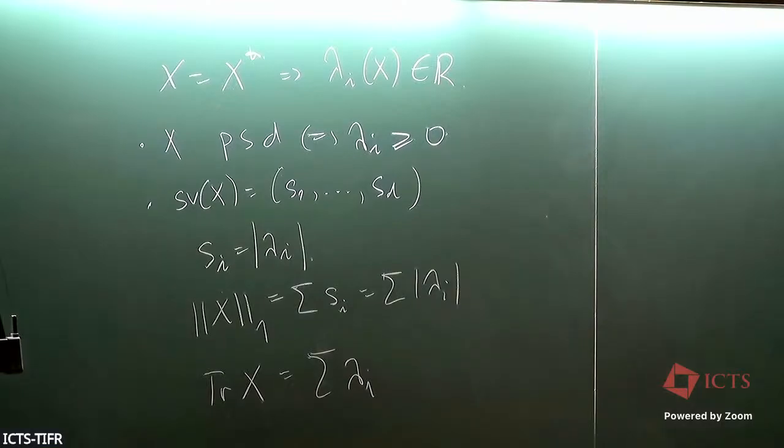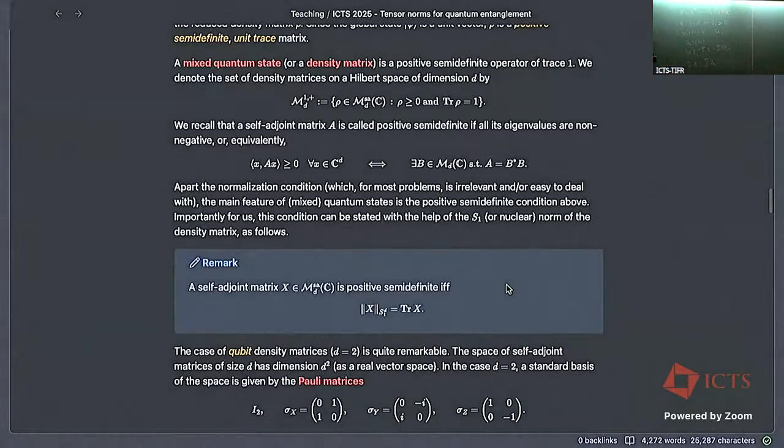So in general, the absolute value of the trace is smaller than the nuclear norm, but you have equality if and only if your matrix X is positive semi-definite. Okay? Good. So qubits now.